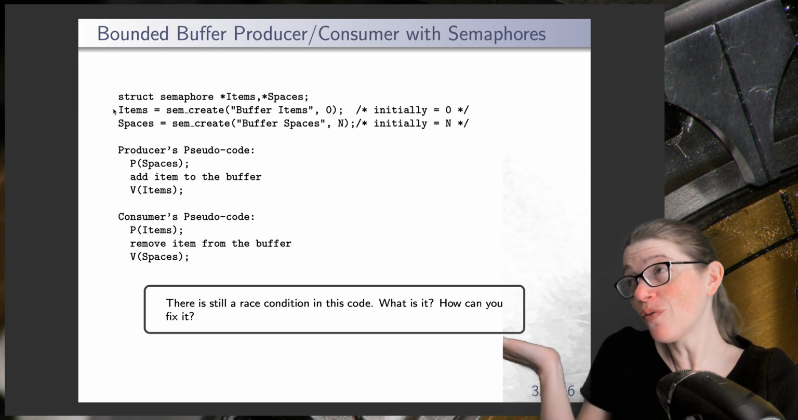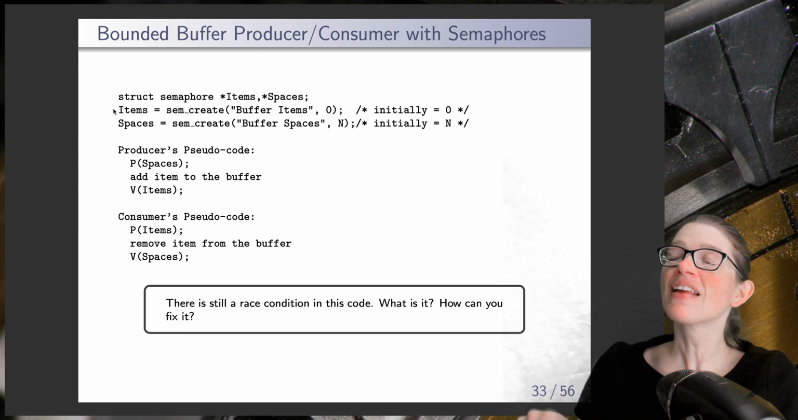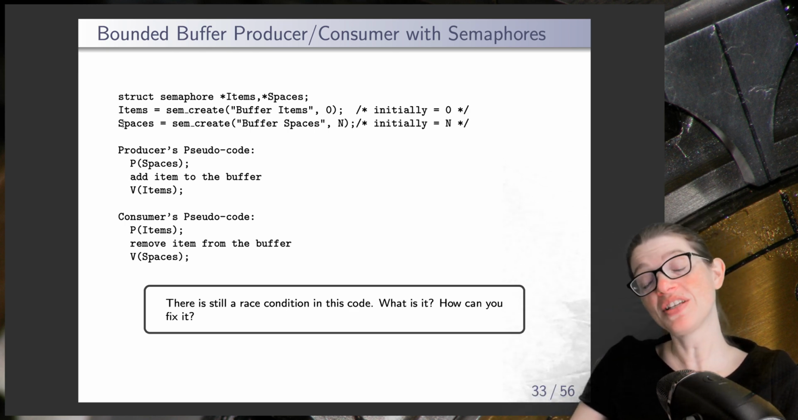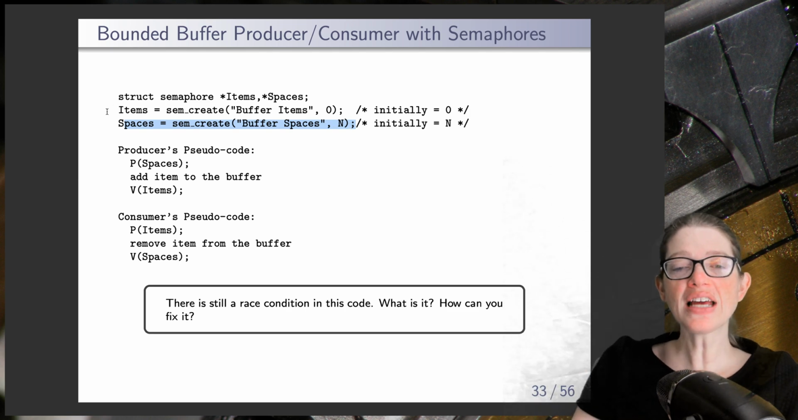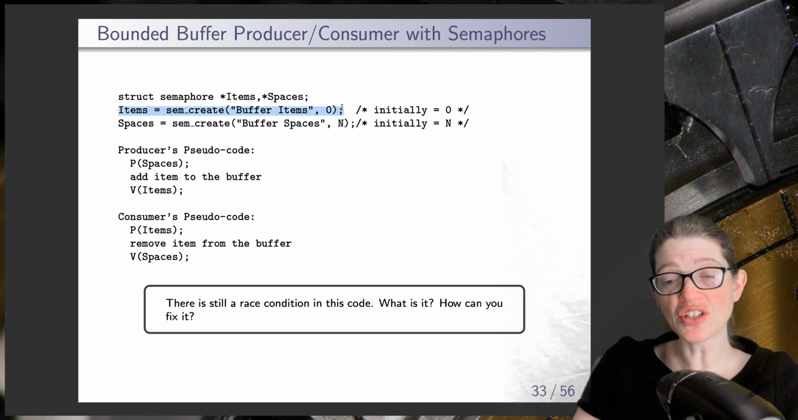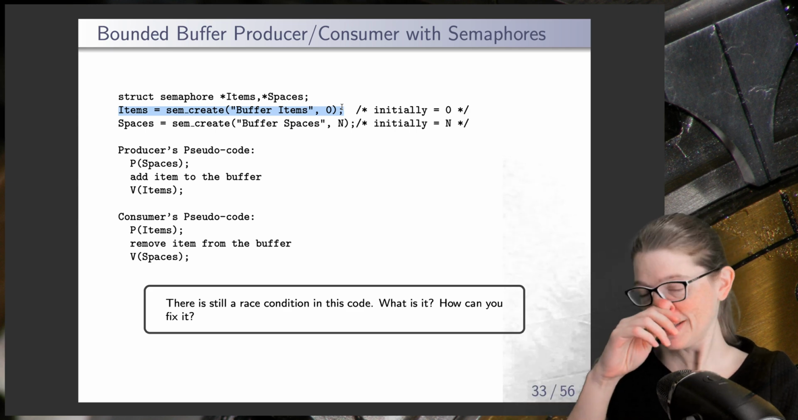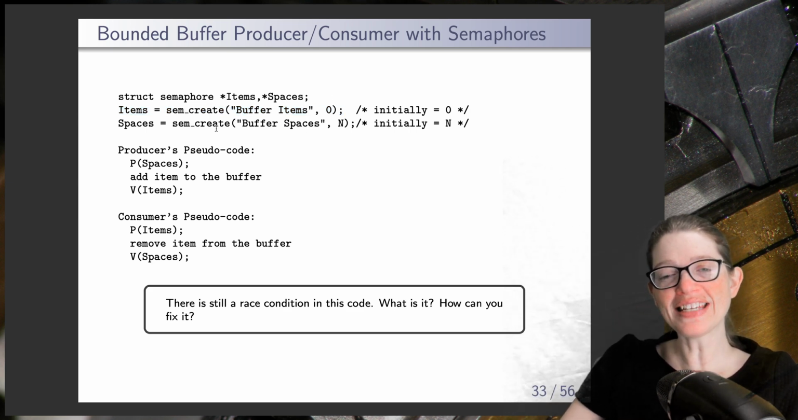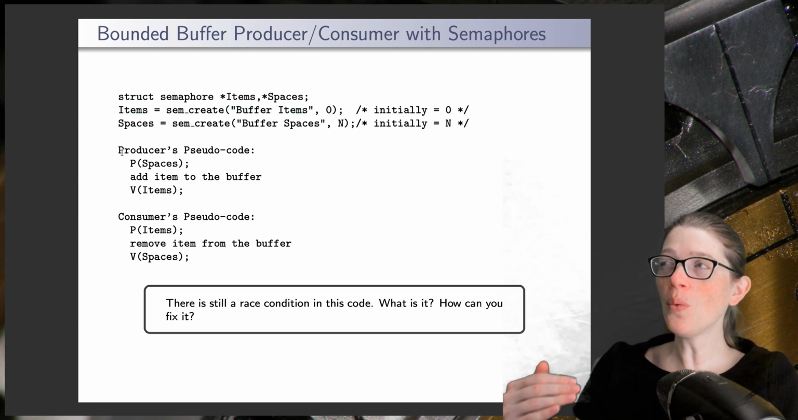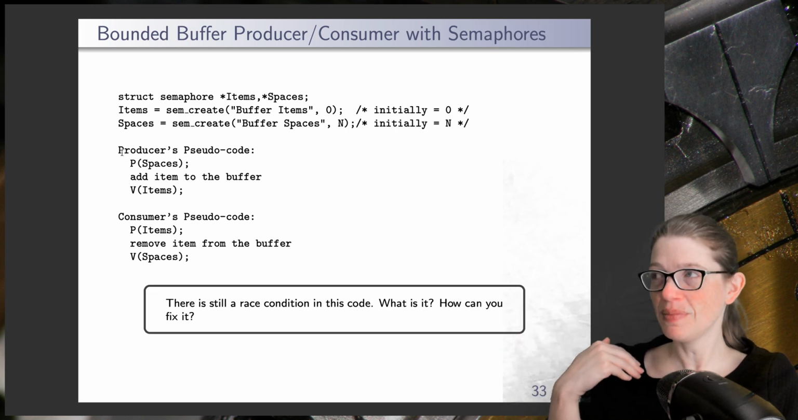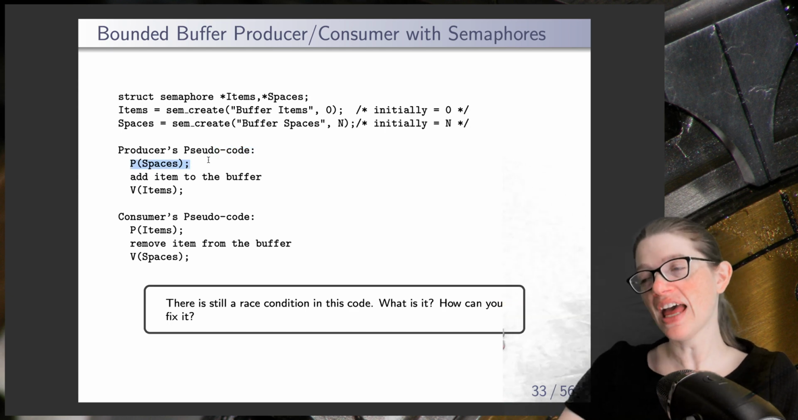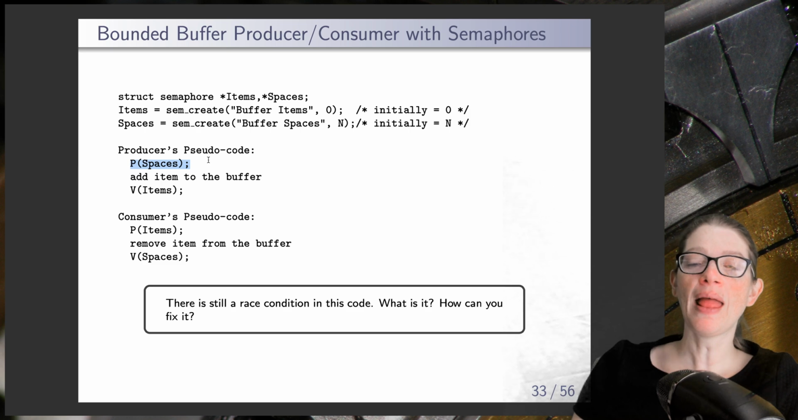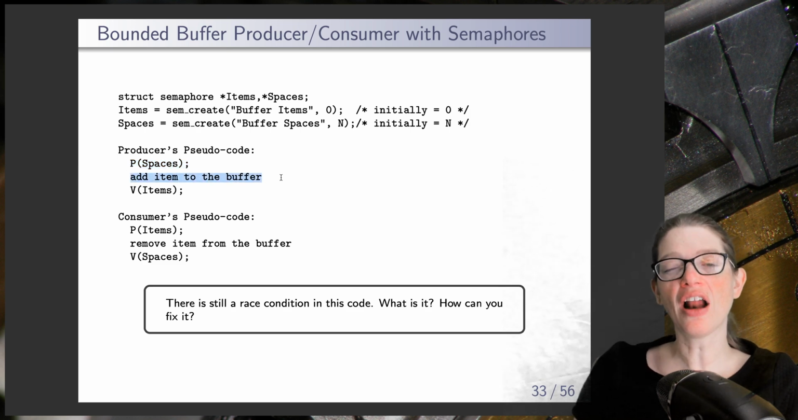You don't start the day with a full lot. That makes no sense. Sorry. Spaces. We start with n empty spaces so we can produce things. But items, the number of cars in the lot, starts out as 0. There is nothing produced. The producer wants to take a space because that's its resource. So the producer is going to P spaces. And if there is a space, the space count will decrement, and then the producer can add an item to the buffer.